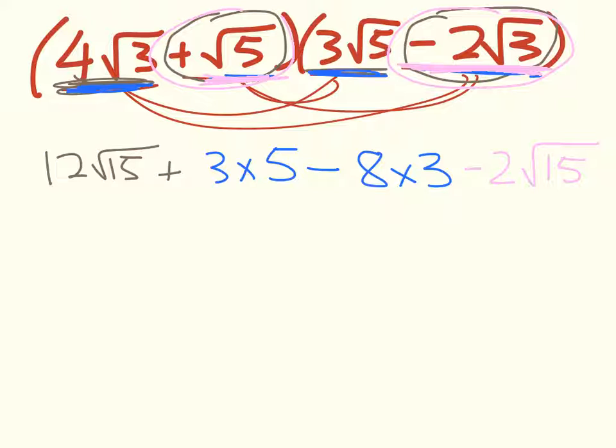Okay, now we're going to collect up like terms, and we get equals 10 root 15 plus 15 minus 24 gives me minus 9. So let's take a look at that 15 and just think about whether there's any squares in there. No, there aren't. Prime factors of 15, 3 times 5. Can't simplify that. So that's going to be my final answer for that one.